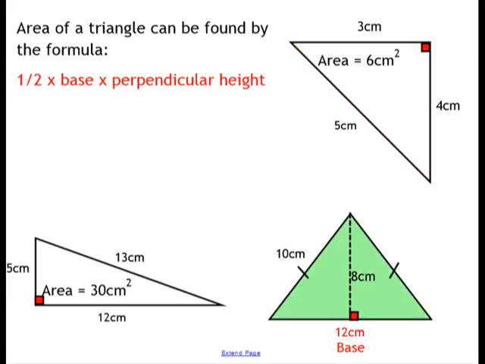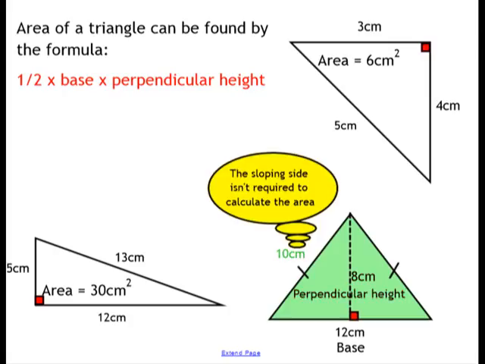Now let's have a look at this bottom right. My base is 12 centimetres, there it is attached to my right angle. The other length attached to my right angle is this 8 centimetres internal measurement. That's how tall my shape is altogether. There are 2 sides that are connected to the right angle. Note this sloping side of 10 centimetres. We don't need that to calculate the area.